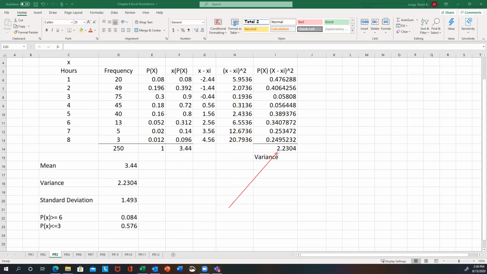Your standard deviation would be the square root of 2.2304. That would be that number right there. So as you go back and compare the answers, this is the table. You just have to write this one out.